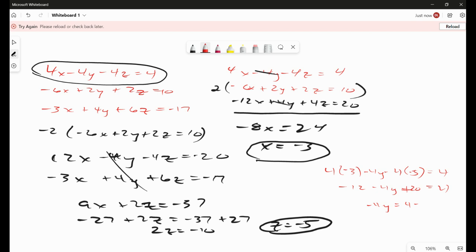Negative 4y equals 4 minus 20 plus 12, which is going to equal negative 4. So y equals 1, and that's my answer. My answer is x equals negative 3, y equals 1, and z equals negative 5.